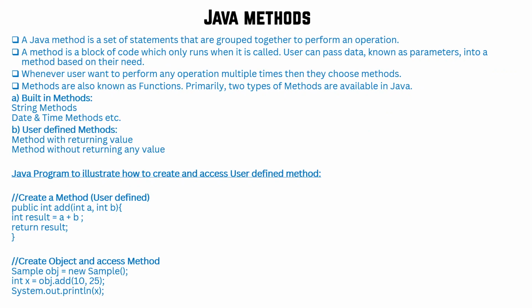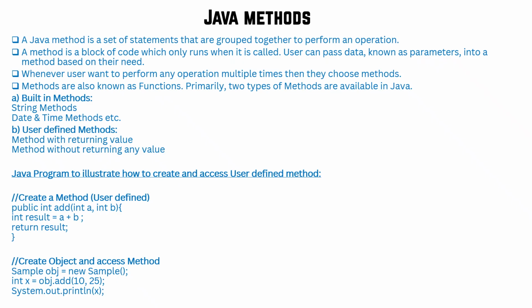We say method: a Java method is a set of statements that are grouped together to perform an operation. A method is a block of code which only runs when it is called. A user can pass data, or you can also not pass data. In case you are passing data, that data is called an argument or parameter to the method, based on need. Whenever a user wants to perform any operation multiple times, it is better to go with a method, and they should choose to create a method. Methods are also known as functions.